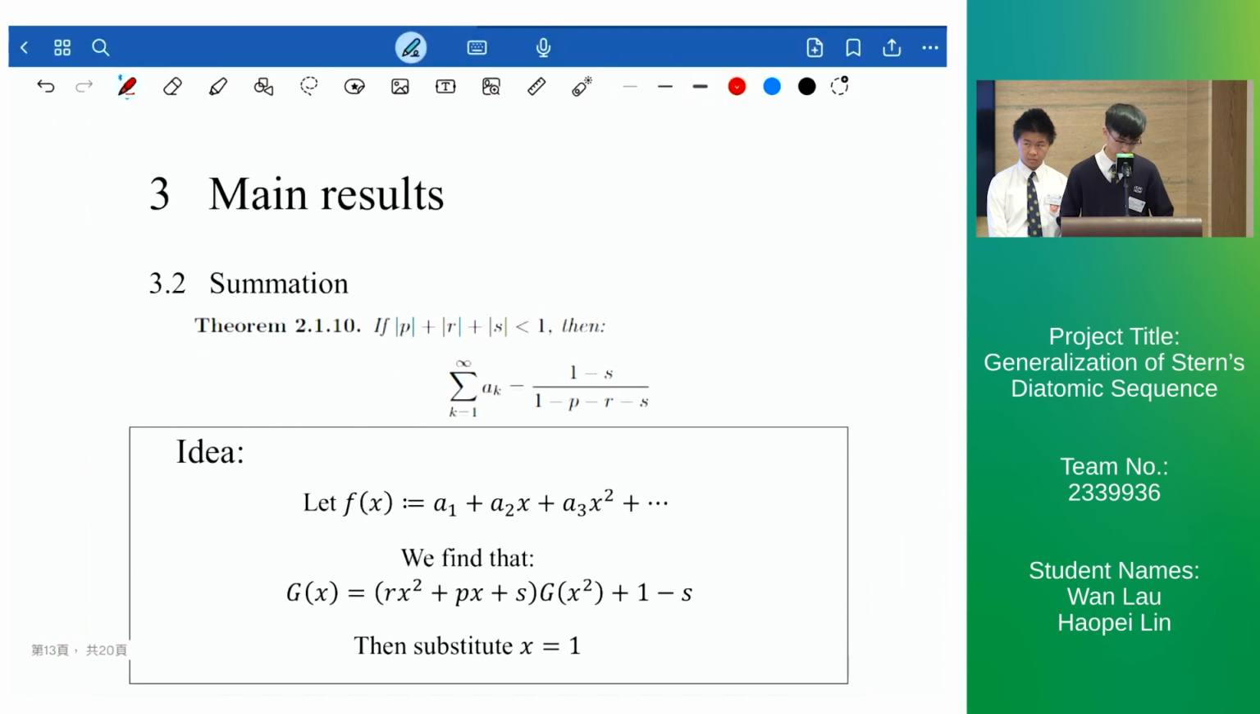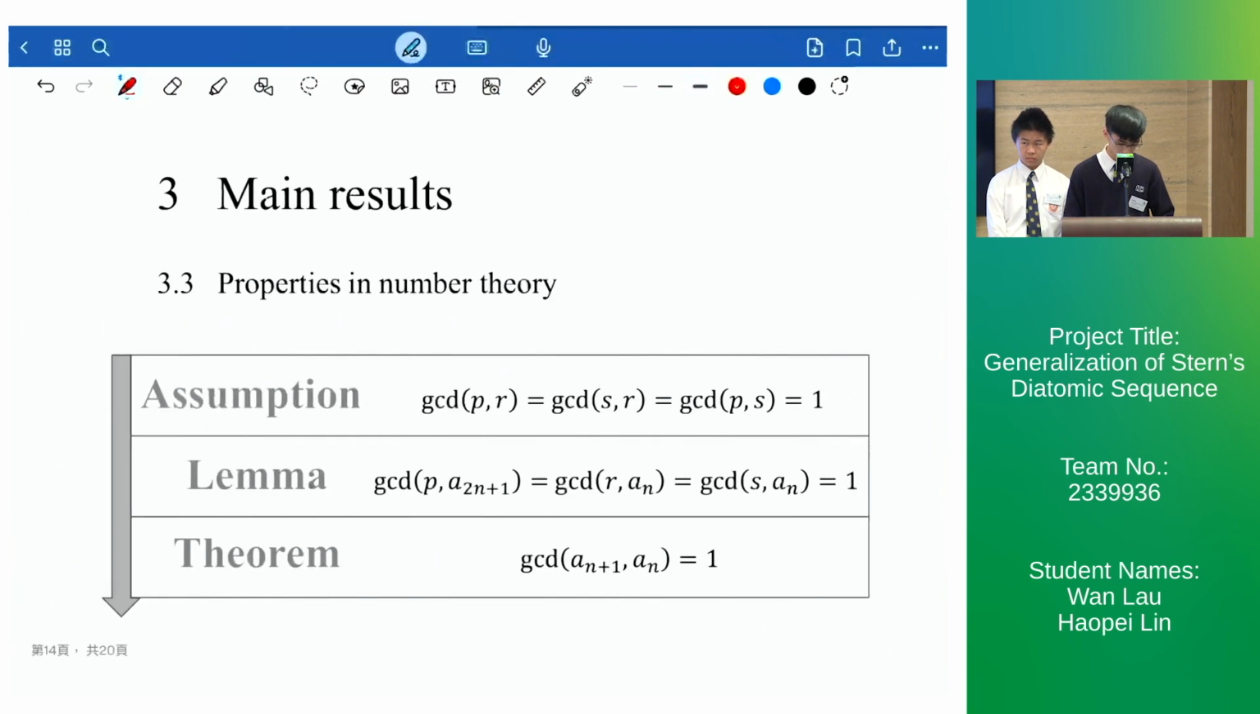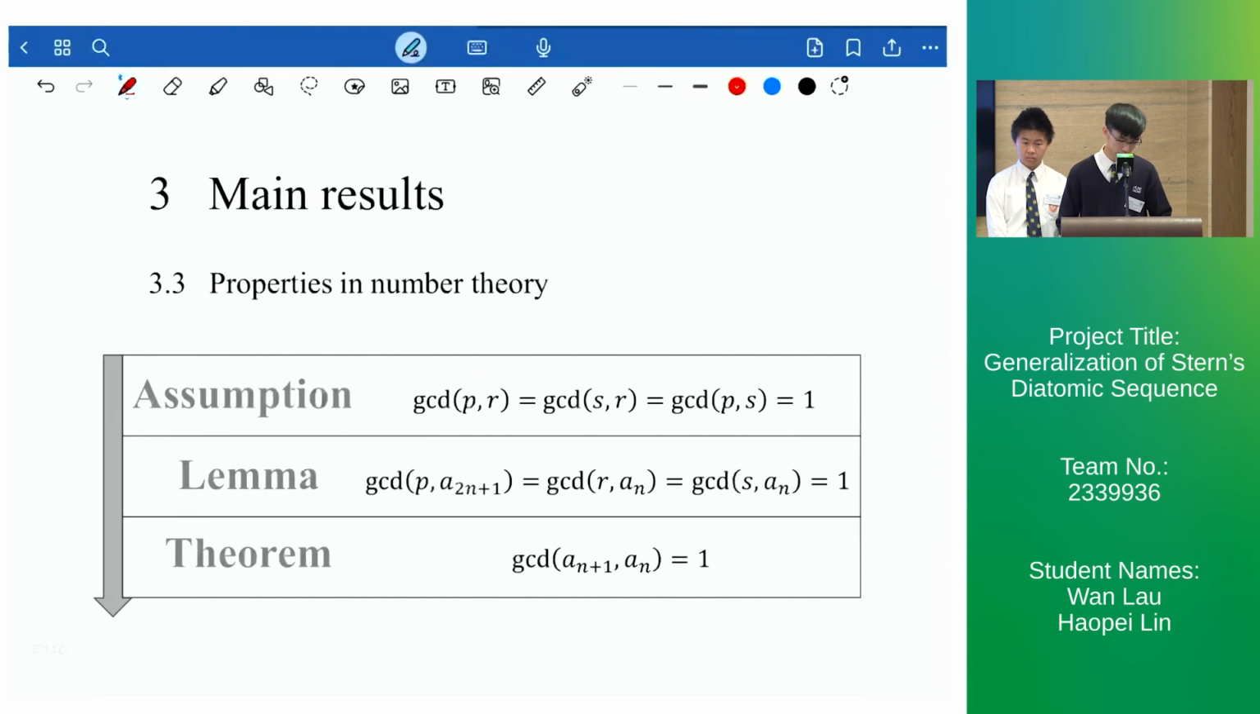The next result is the infinite summation. It is very easy because we find it through the method of generating function too. But it's a typo here. It should be fx. It's different from the G we mentioned before. The next properties in number theory are also very straightforward. We observe this pattern. Then we prove it by induction, and we find the final results by using the lemma here.